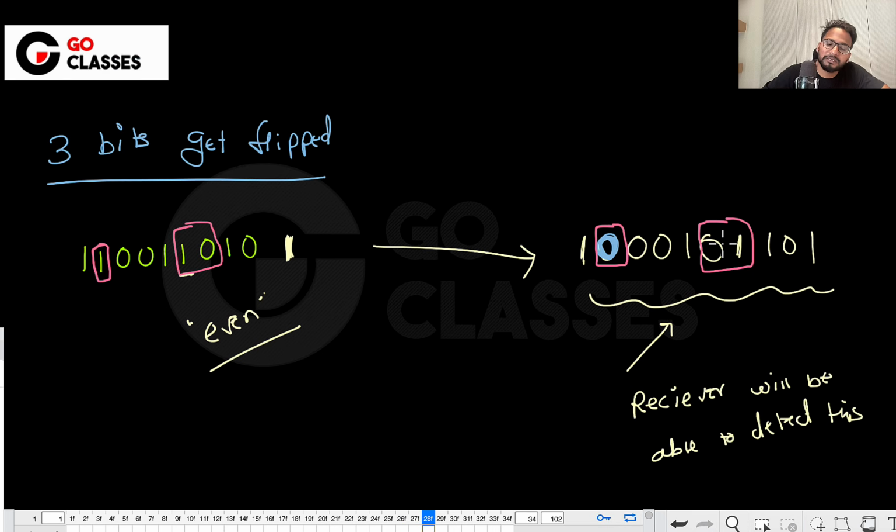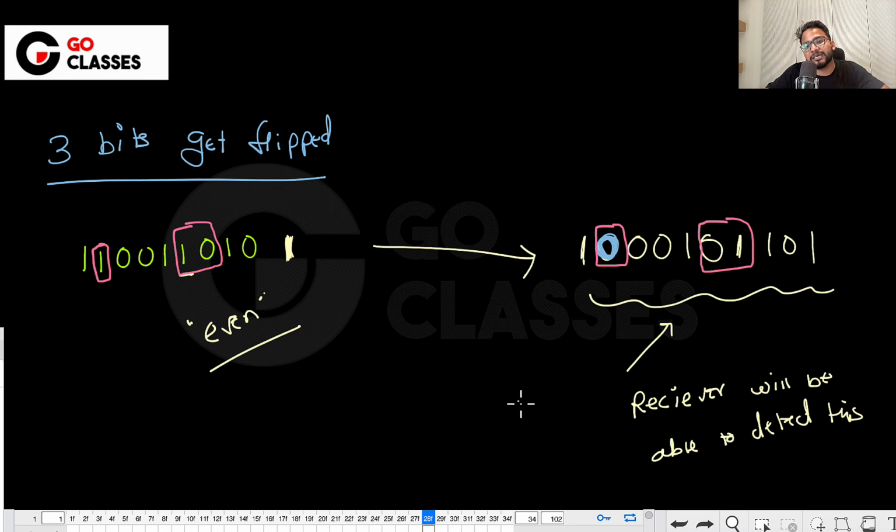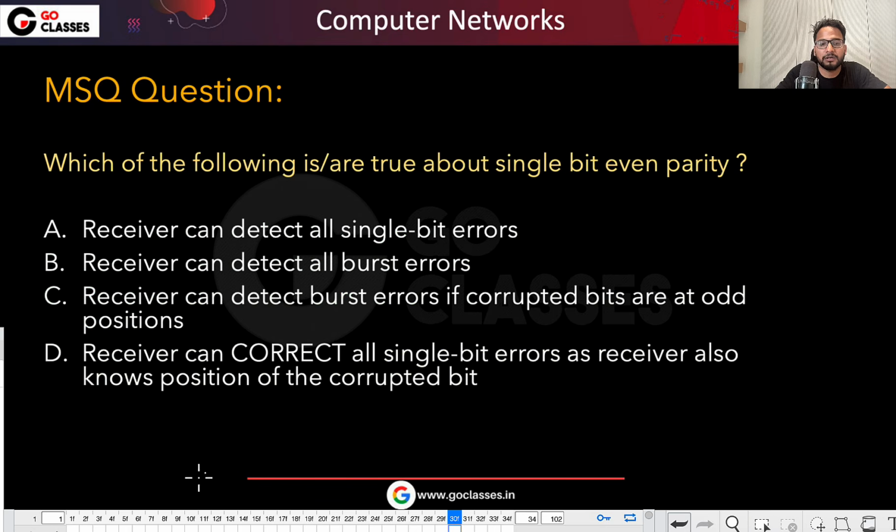But if it is 3 bits, then the number of ones will change. If earlier it was even, then it will be odd, and if earlier it was odd, then it will be even. Whatever you have decided, the opposite of that will happen. If you are sending even, then ultimately it will be odd. If you are sending odd, then ultimately it will be even. So the receiver will receive the opposite, and then the receiver will be able to detect the error. The receiver will think, we have agreed on even, now I'm getting an odd number of ones, so there is an error. Or vice versa, we have agreed on odd, but now we are getting an even number of ones, so there is some problem. Like that the receiver can detect the error.